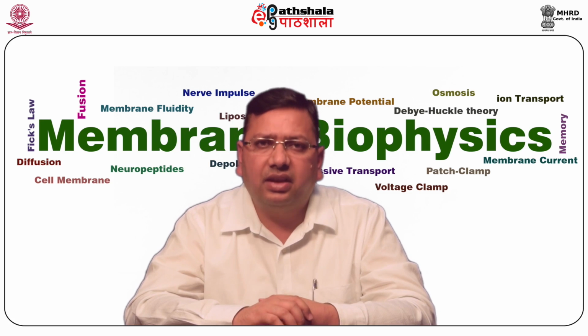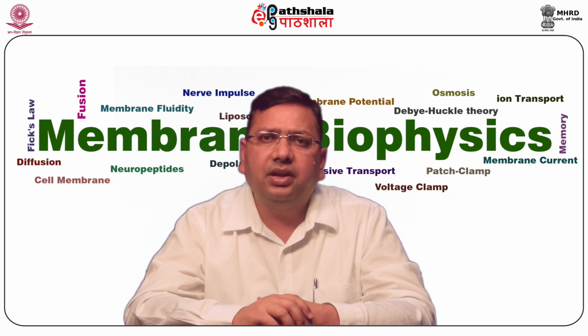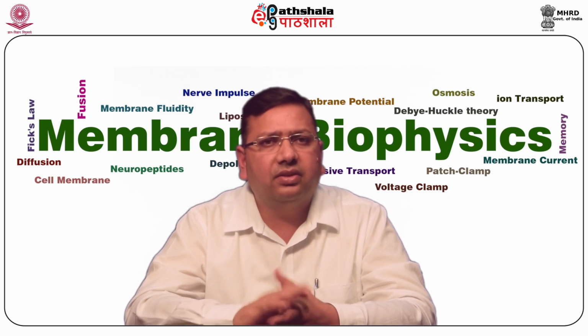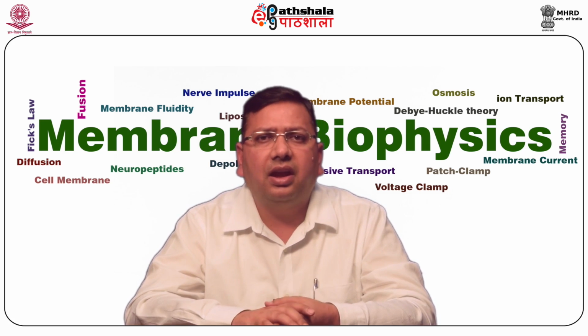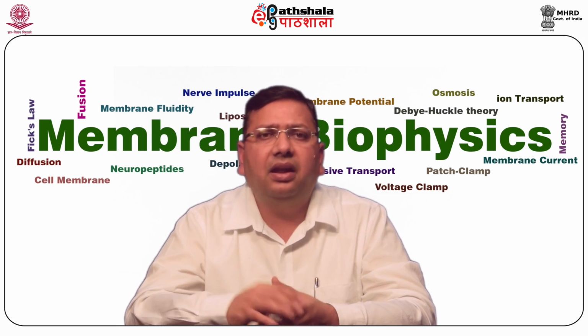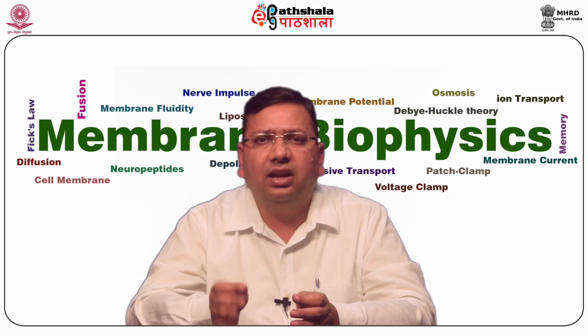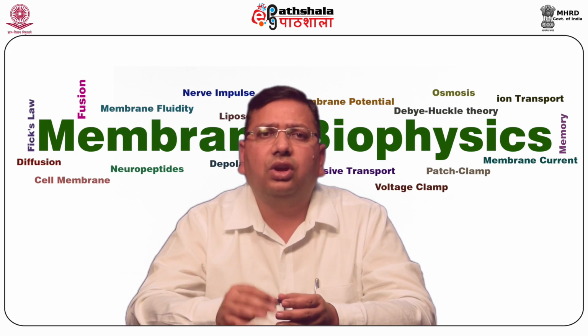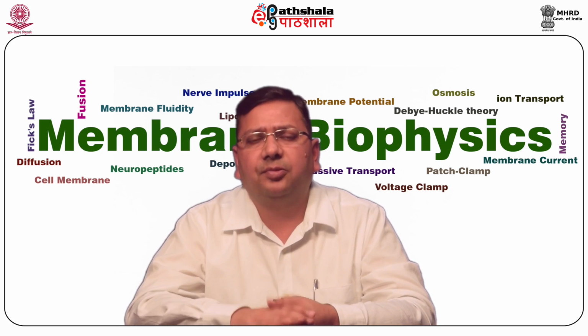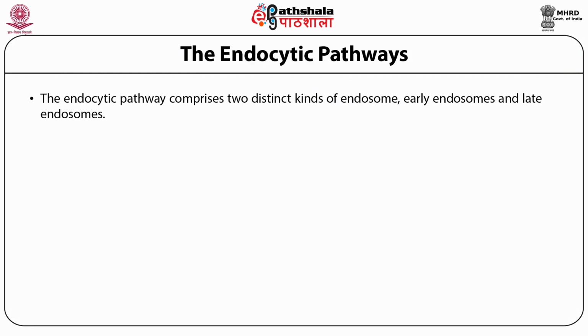Endocytosis is a key process in regulating processes like mitosis, antigen presentation, and cell migration. There are a number of endocytic mechanisms, each of which involves unique proteins. The endocytic pathway comprises two distinct kinds of endosomes, precisely early endosomes and late endosomes.